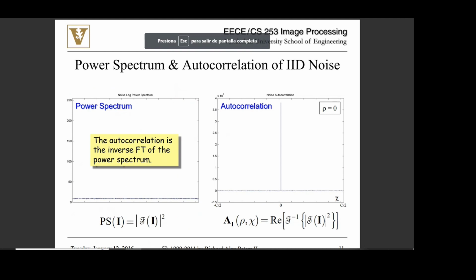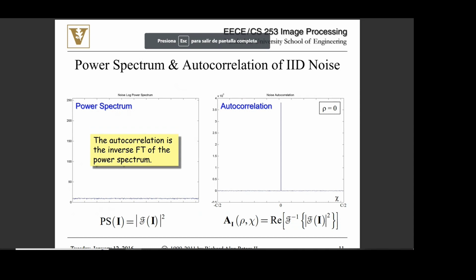For a particular realization, you don't get exactly delta. Delta should be 0 everywhere. Here you have a little bit of noise. But if you take many realizations of this kind of noisy images, and you compute the average of the autocorrelation, you get a delta. And the same for the power spectrum. The power spectrum of independent noise should be flat. And it is not exactly flat. There is a little bit of noise. But if you take many realizations of these and you compute the average of all those realizations, you get it flat.